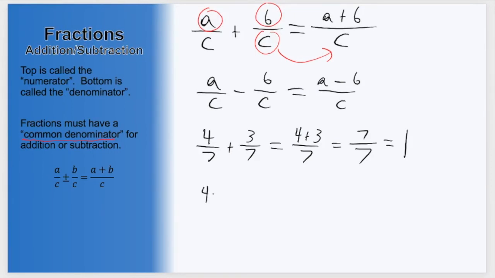Now let's consider subtracting these numbers. Again, we already have a common denominator, so we'll just subtract across the numerators, keep that same denominator 7. Doing the subtraction, 4 minus 3 gives 1, still divided by 7. So we get 1 over 7, and there's nothing we can do to simplify this, so we're done.